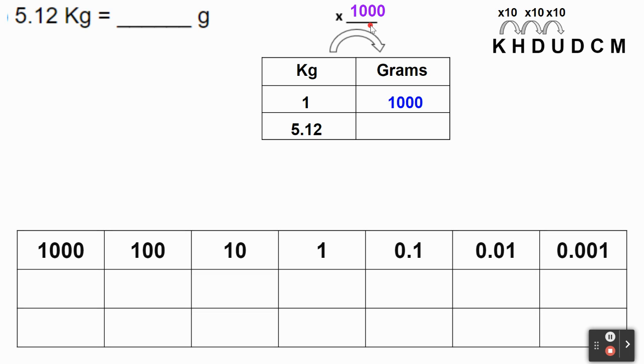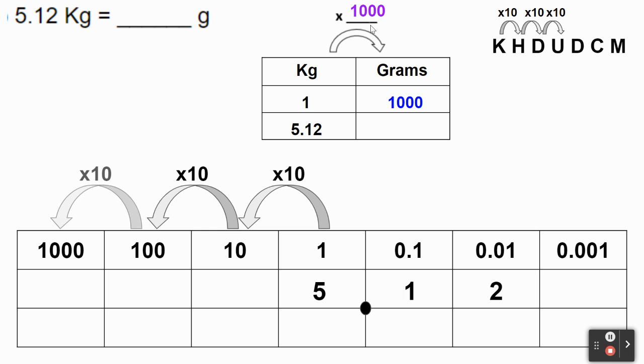Let's use our place value chart to help us. Here we have 5 and 1200ths on our place value chart. Each digit is going to move over 1, 2, 3 places to the left. So the 5 is now in the thousands place, the 1 is in the hundreds, the 2 is in the tens place, and we're going to put a 0 in the ones place since there's nothing there. So 5 and 1200ths kilograms is the same as 5,120 grams.